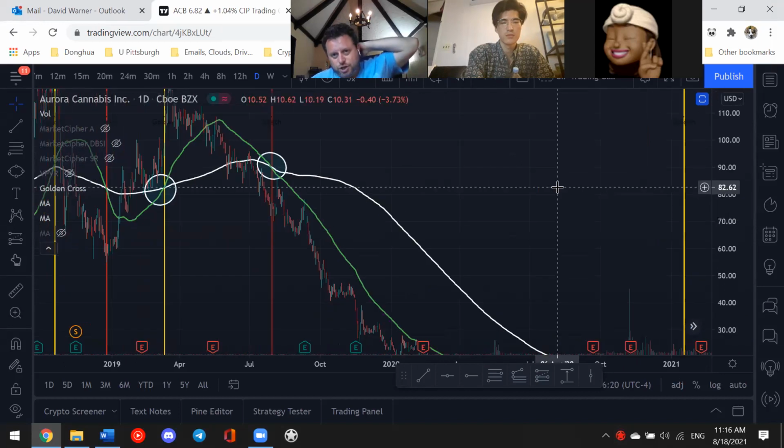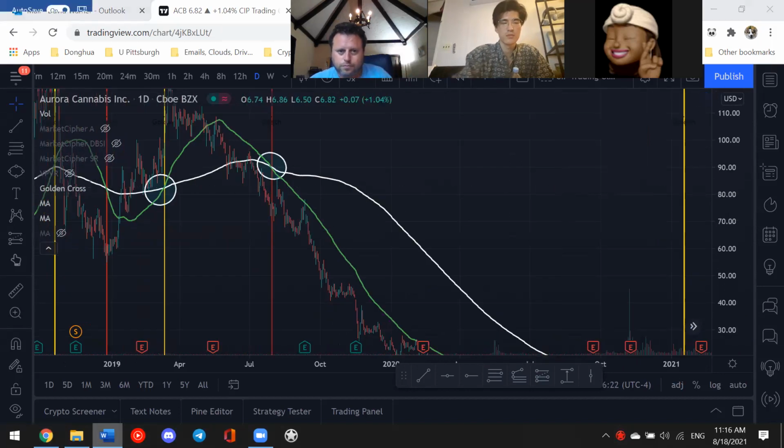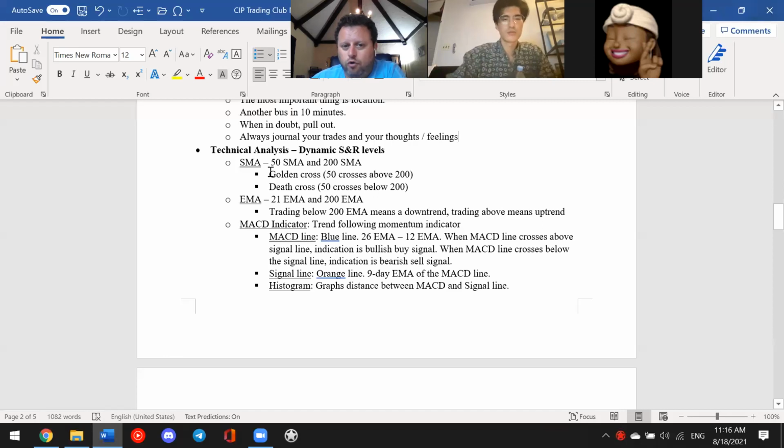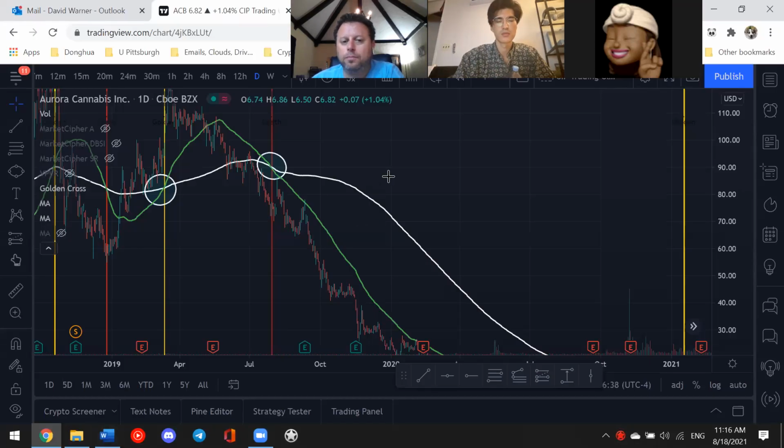Now, in addition to the golden cross, which is when the 50 crosses above the 200 SMA, and the death cross, which is when the 50 crosses below the 200 SMA, there's also something called EMA. SMA is a simple moving average. It's just the price of every day, 200 days or 50 days, divided by 200 or divided by 50. You could do that math yourself. EMA is harder to do the math.